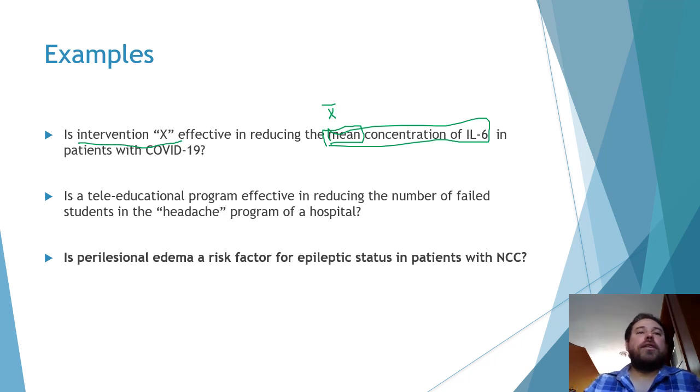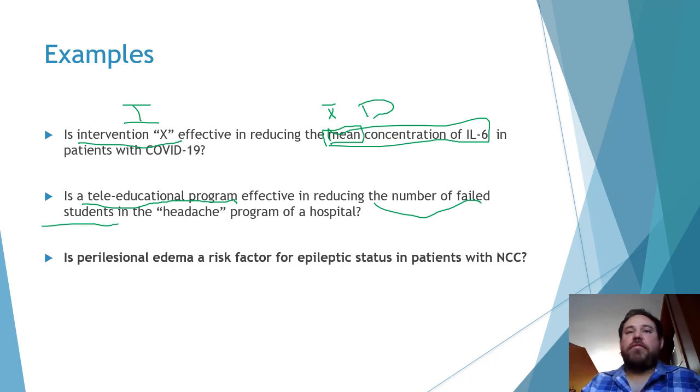Next example is a teleeducational program. A teleeducational program is the intervention, so it is our independent variable, okay? In this case, we have our independent variable here and our dependent variable here. Is a teleeducation program effective in reducing the number of failed students in the headache program of a hospital X? So the number of failed students is the dependent variable, okay? The independent variable is the educational program. The intervention is the independent, both start with I.